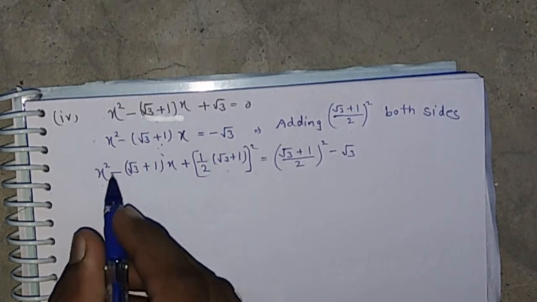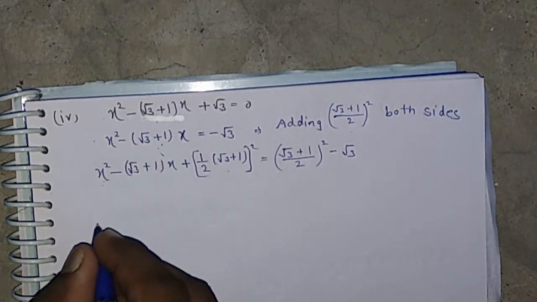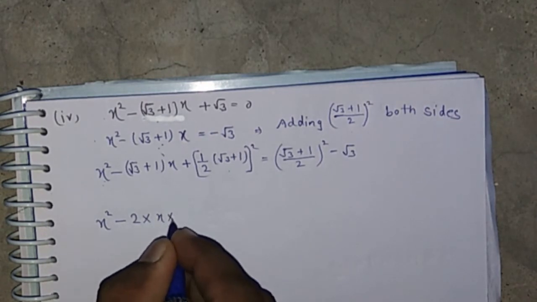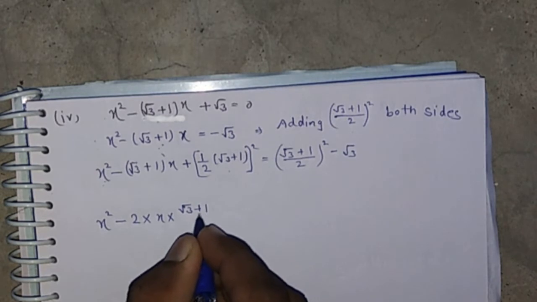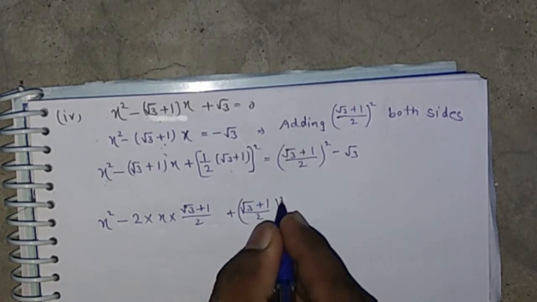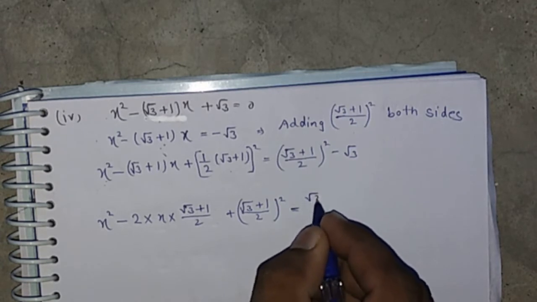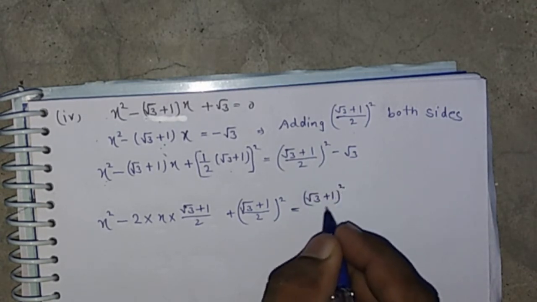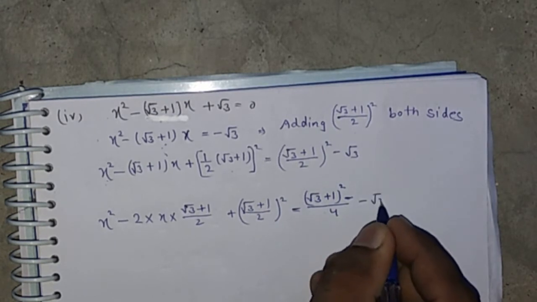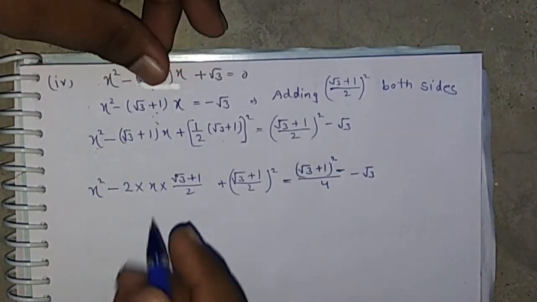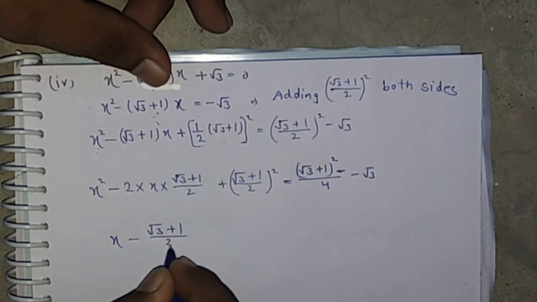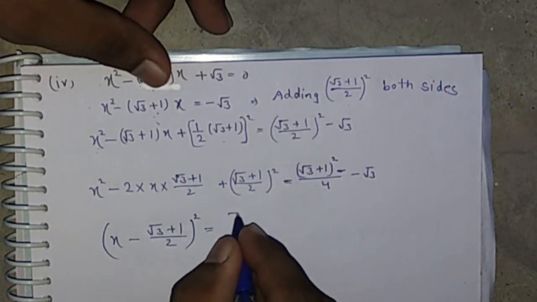Then we have a formula, a square plus b square, and change it into the form a plus b. Means x square plus 2 into x into the value of b, which is root 3 plus 1 by 2, and it is root 3 plus 1 by 2 whole square, and it is equal to root 3 plus 1 by 2 whole square minus root 3, changed to over 4. Now it is the formula of x plus root 3 plus 1 by 2 to the power 2, and take the LCM.